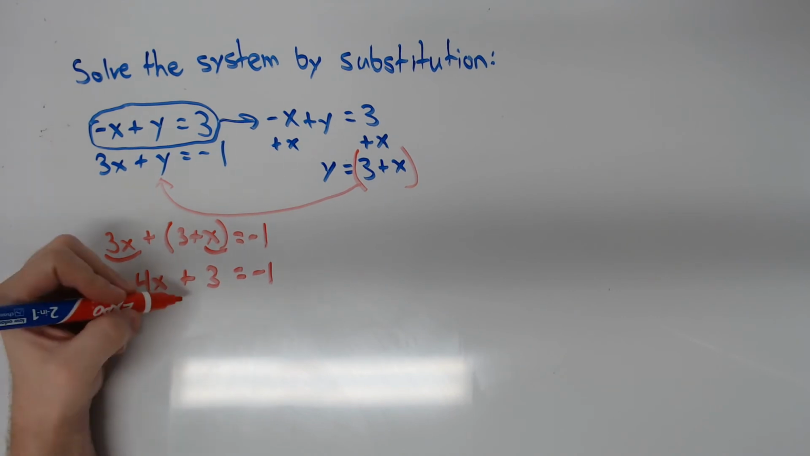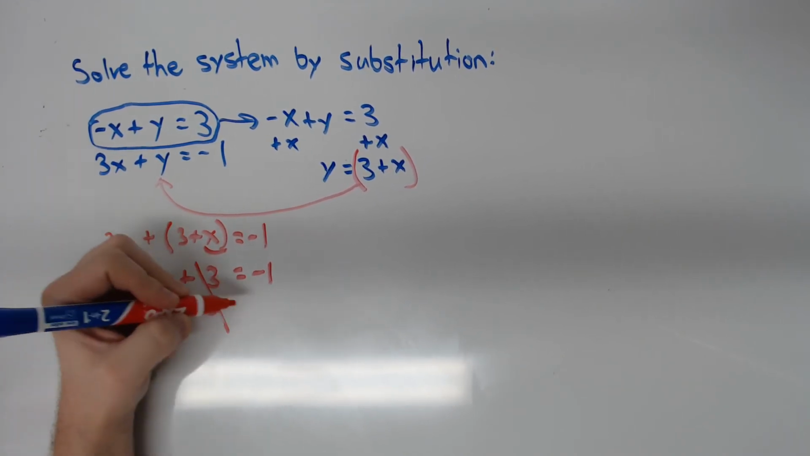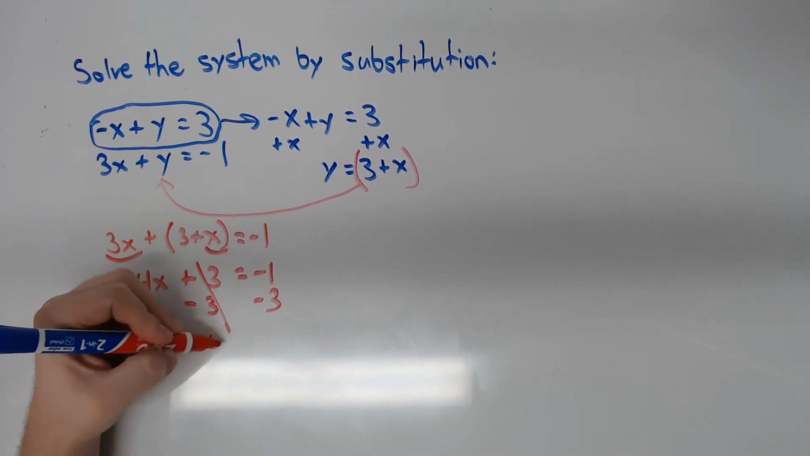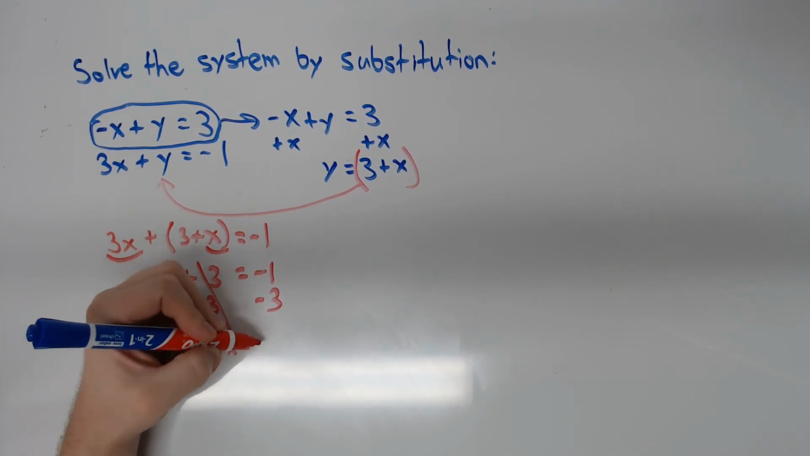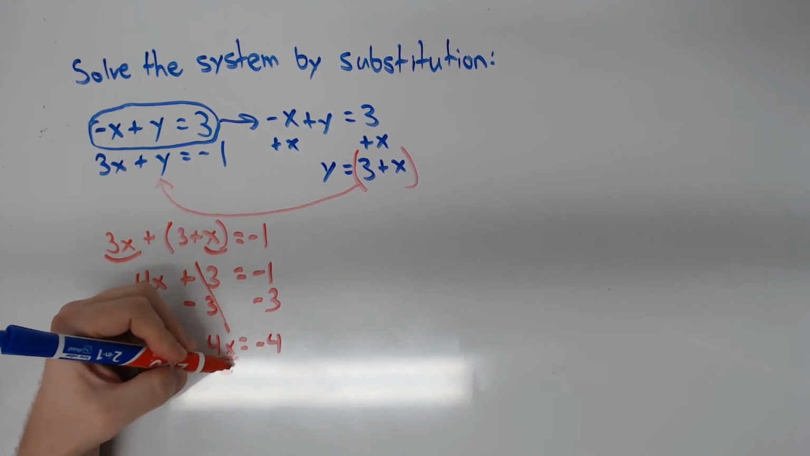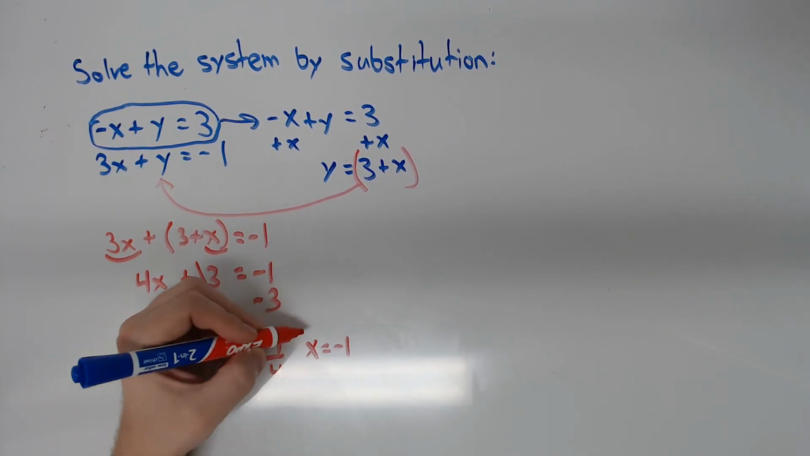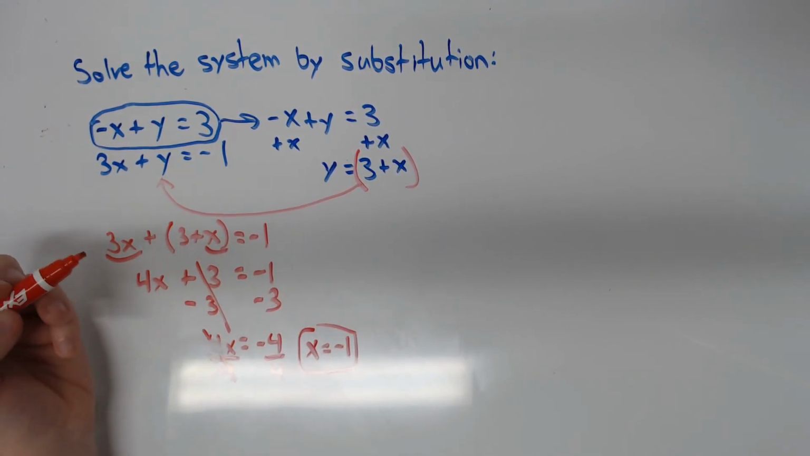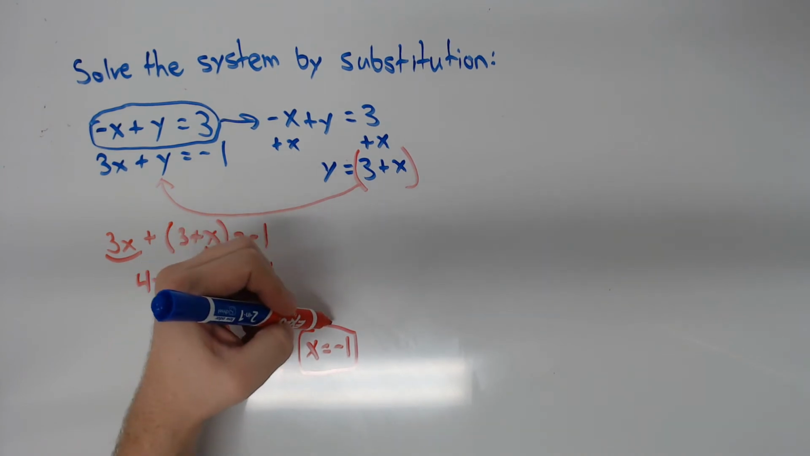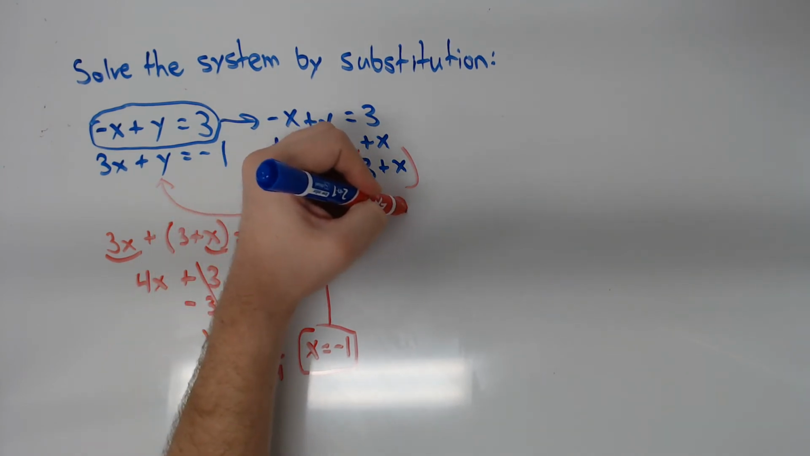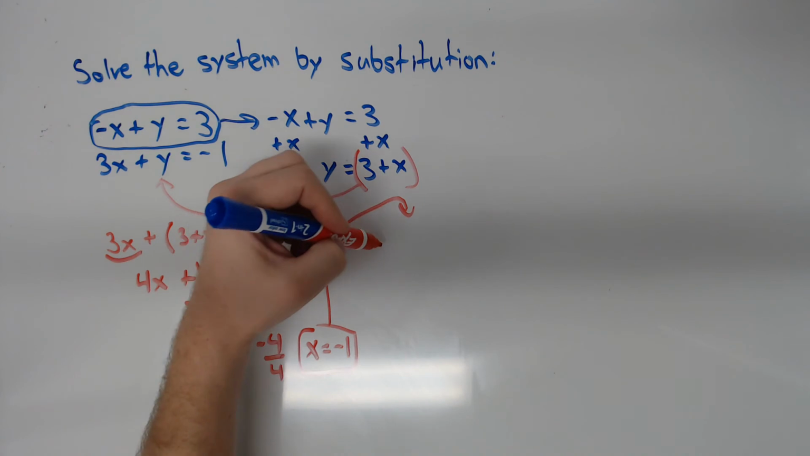-1 hasn't changed yet. Now we'll subtract 3 on both sides. 4x equals -4. Last step, divide by 4. And x equals -1. Remember, that's not our answer yet. We still have to plug that back into the original equation.